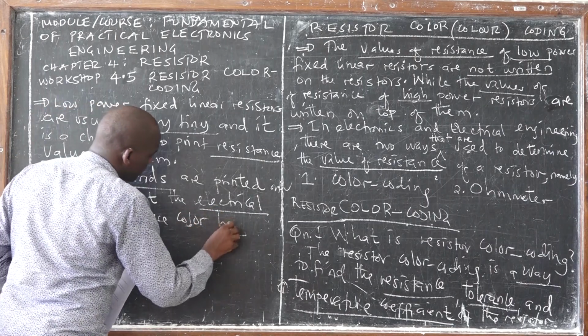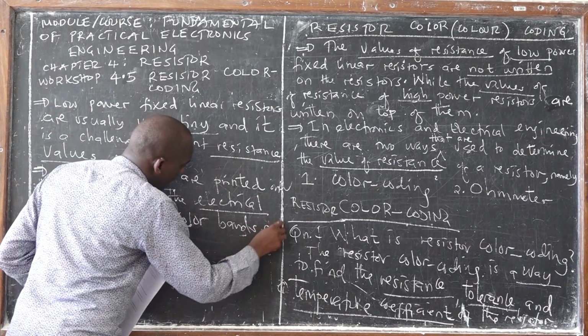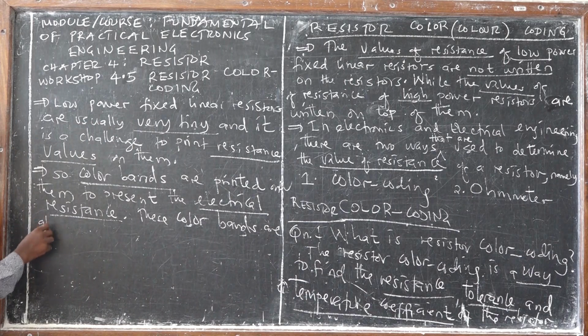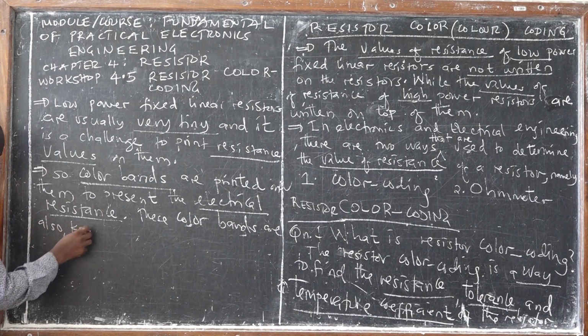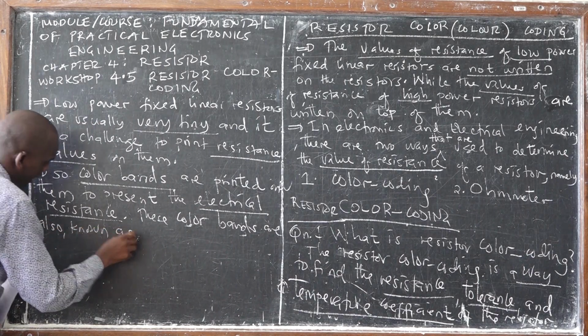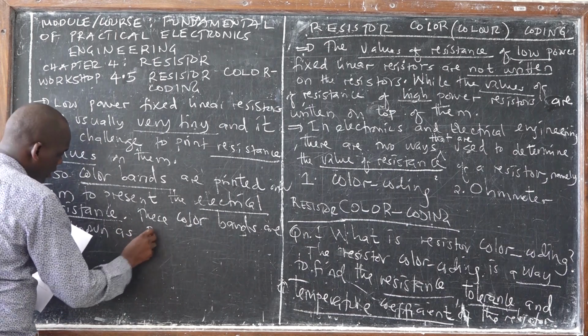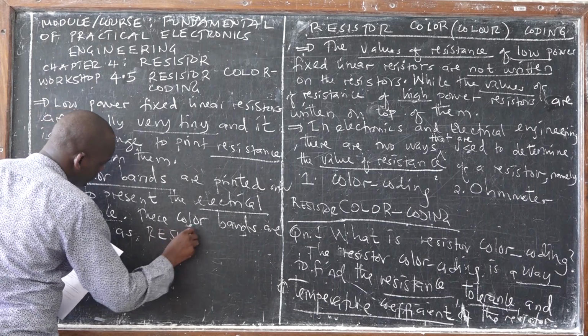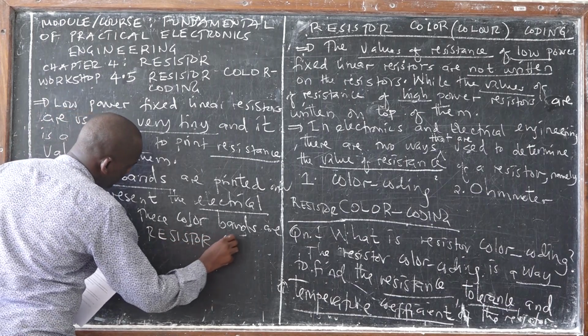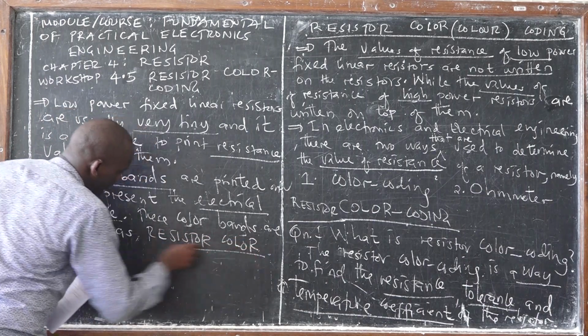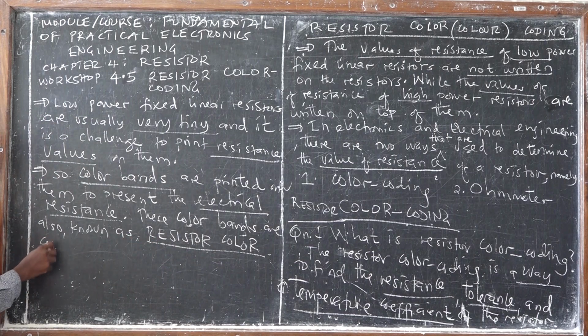These color bands are also known as resistor color code. Resistor color codes are the concept that you have to cover.